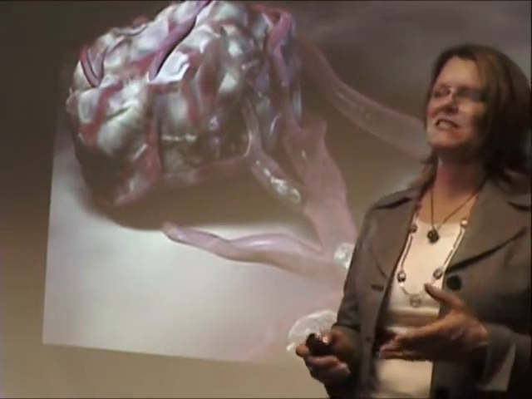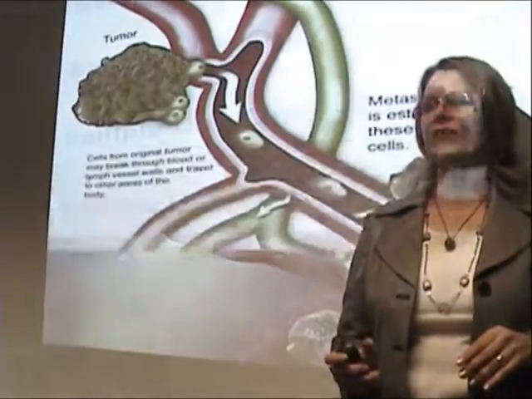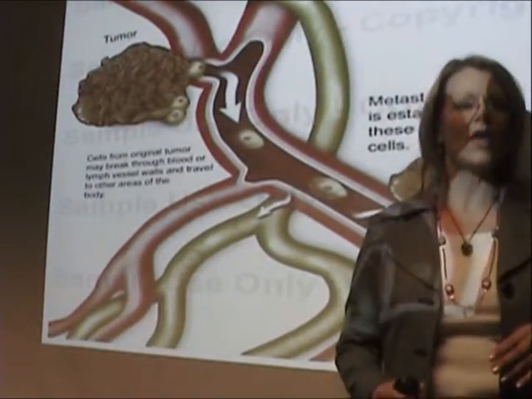One is the vascular system and the other is the lymphatic system. Perfect highways that have access to any place in our body. So how do they get into these systems? Well, there's a couple of different things that can happen.